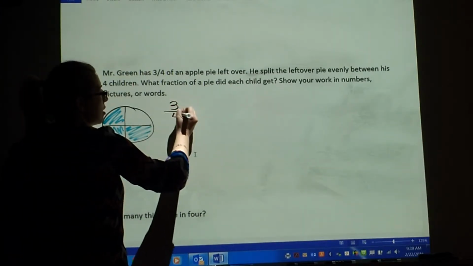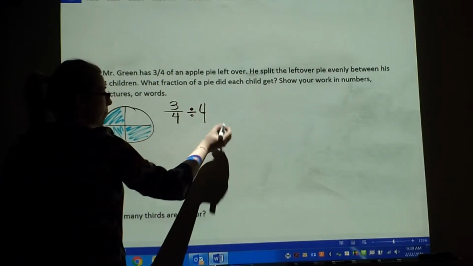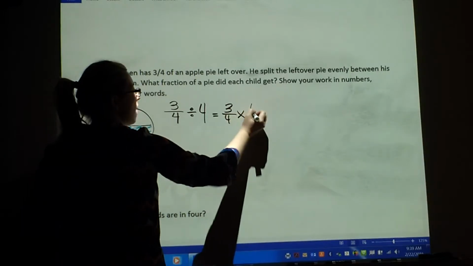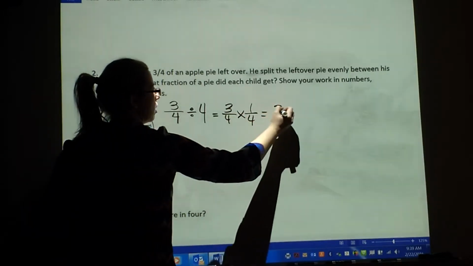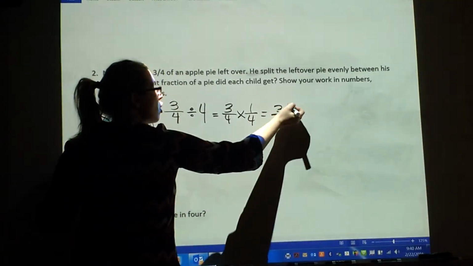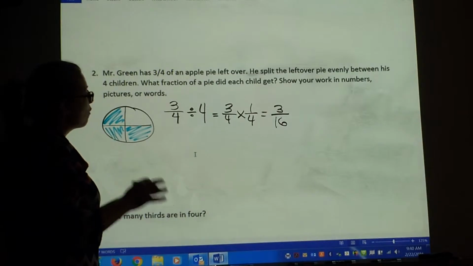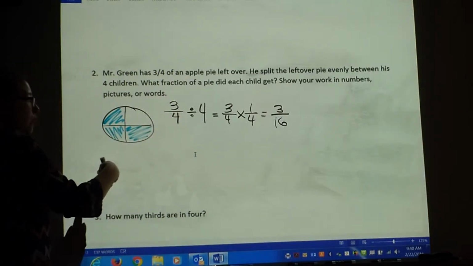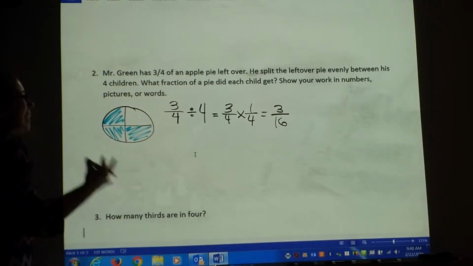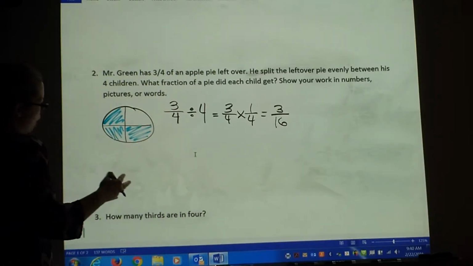Well, we're taking the 3/4 and we're sharing it or dividing it between the 4 children, which means keep, change, flip. 3 times 1 is 3, 4 times 4 is 16. 3/16. 3/16 cannot be simplified and is a proper fraction. So if you were going to do this with the picture, you would actually now have to divide it into 16ths in order for everybody to get a fair share.